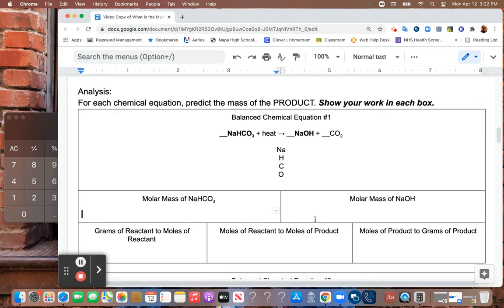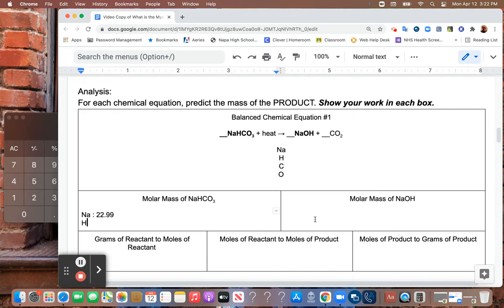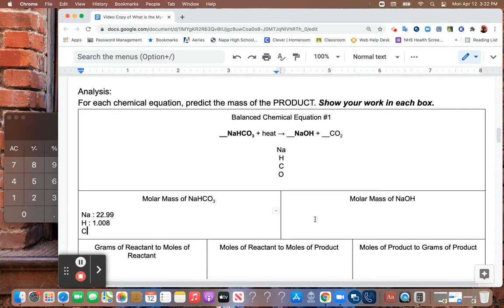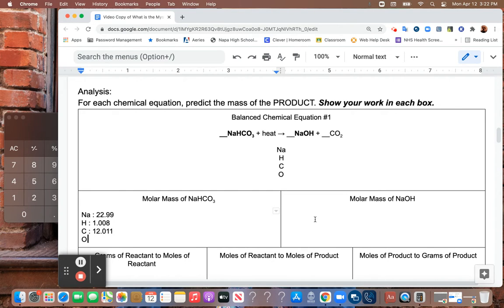Step 1 is I need to know what the molar mass of NaHCO3 is. I do that by adding the atomic masses. So I know that Na is 22.99-ish. I know that H is 1.008. I know that C is 12.011. I know that O is 15.999. All right, and I know that from the periodic table.